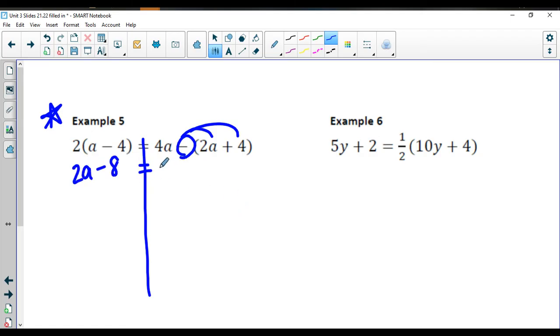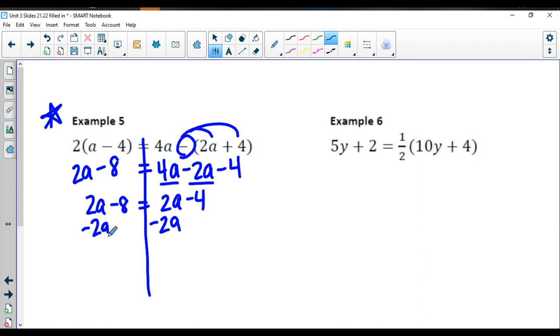Distributing, I get 2a minus 8. Over here, I have the 4a out front. Distributing my negative, I get negative 2a minus 4. Combine my like terms, that's going to give me 2a minus 4. And over here, I still have 2a minus 8. Notice the 2a's are going to actually disappear here. And we're going to be left with negative 8 equals negative 4. That is not true. So this one is, in fact, a no solution.